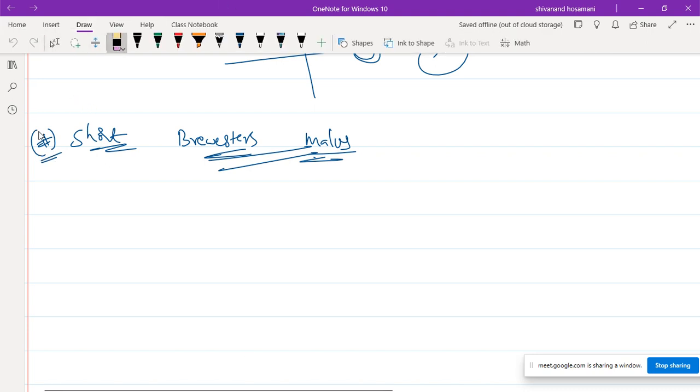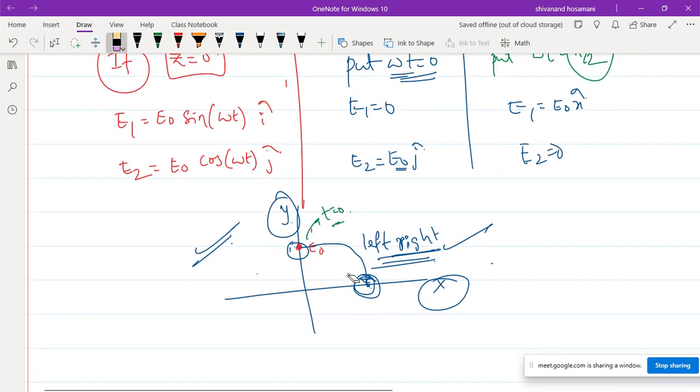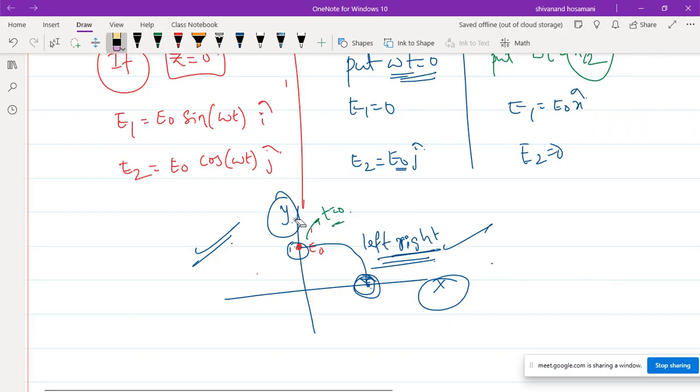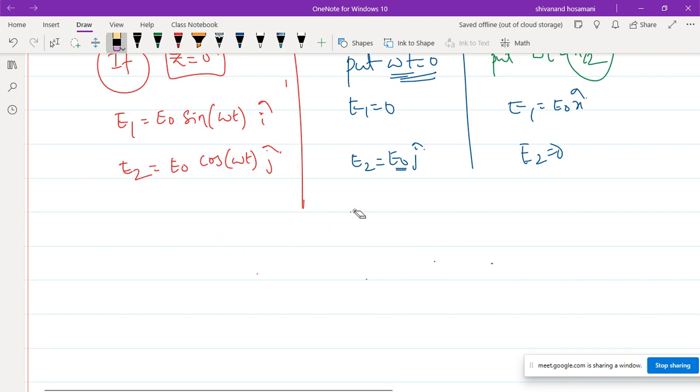Yesterday we were discussing one problem, right? This is one point that should be noted: while defining whether it is right circular or left circular, we need another concept, that is, the phase angle. What is the phase difference between these two perpendicular waves?